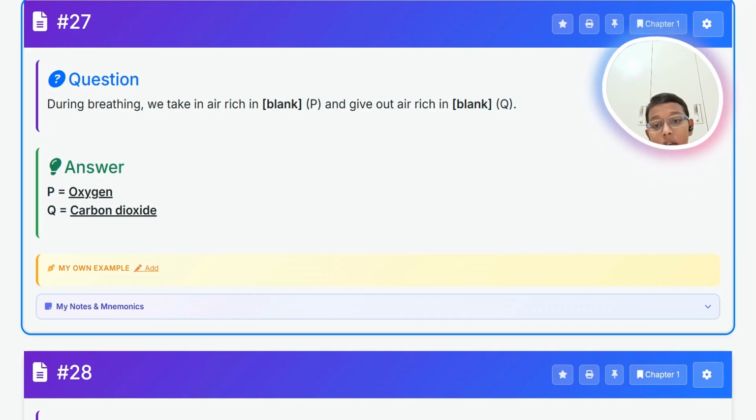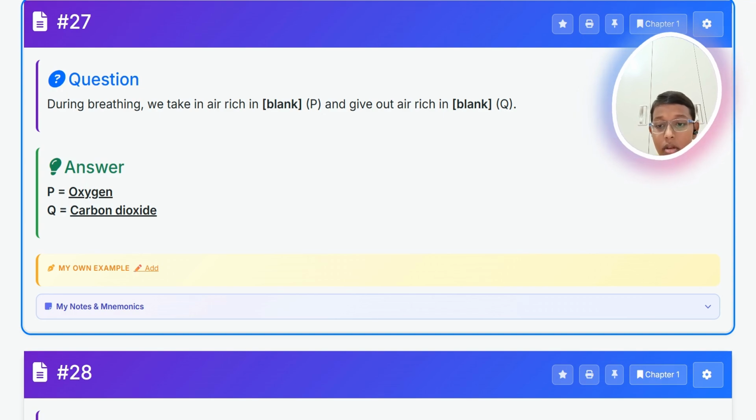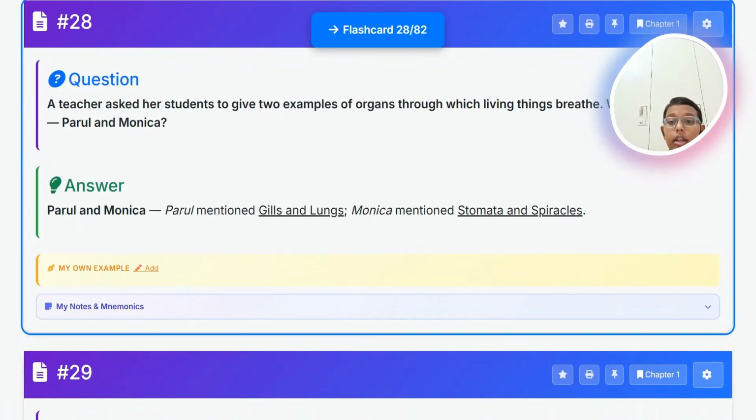During breathing, we take in air rich in blank P and give out air rich in blank Q. P: oxygen. Q: carbon dioxide.